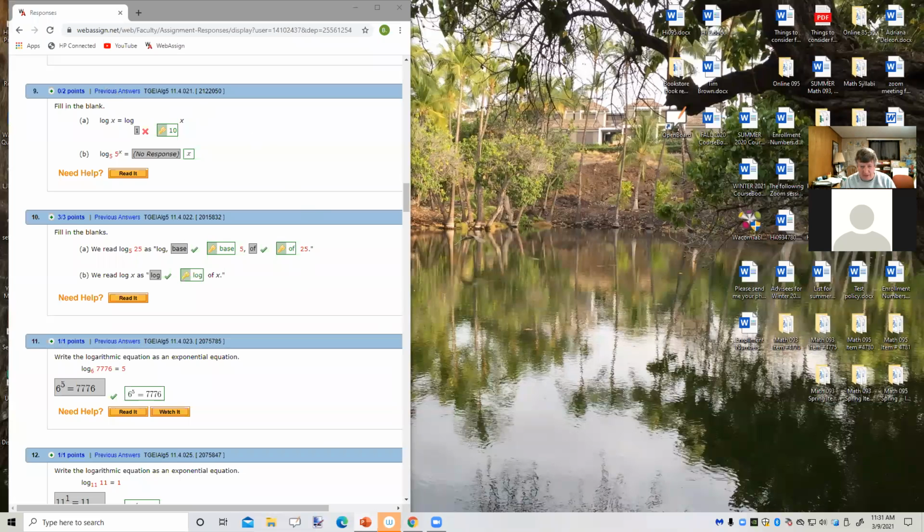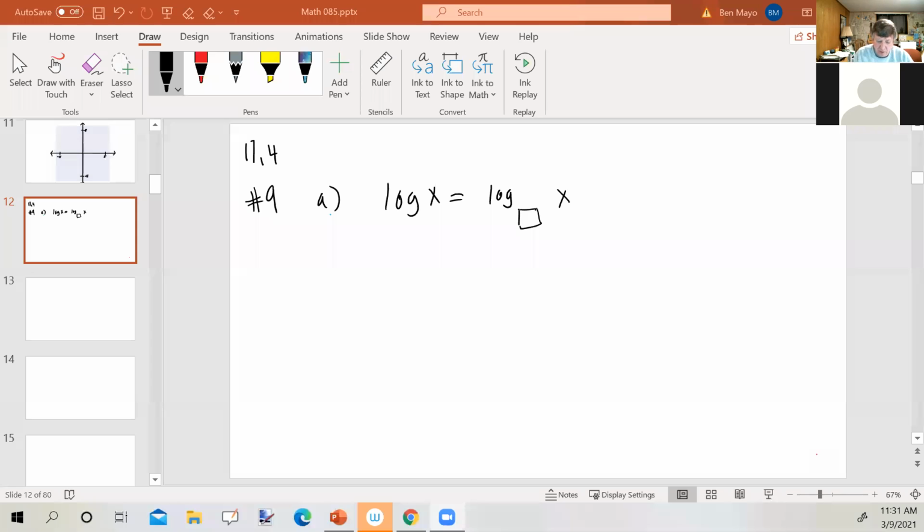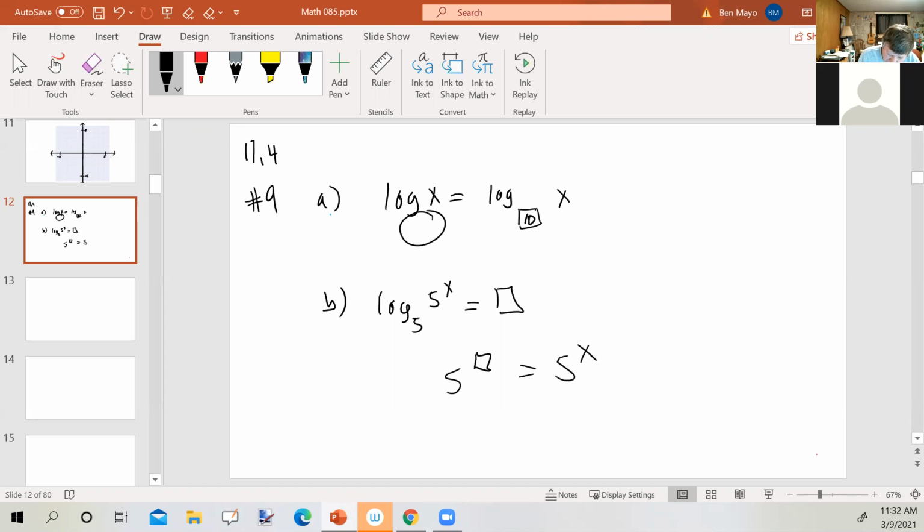Let me show you that again on my whiteboard. What they're trying to get you to see is that if there's no base written, that's an implied base 10. So log of something is log base 10 of something. That's part A. Part B says log base 5 of 5 to the x power equals something. If we change this to an exponential equation, we'd have 5 to the box equals 5 to the x, which means the box would be x. So part B, the answer would be x. Any questions about that problem?